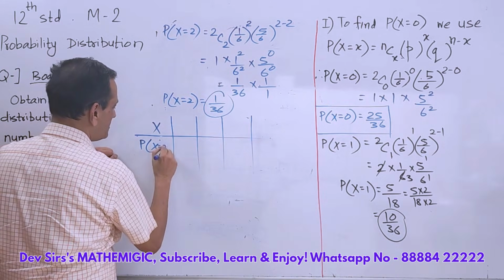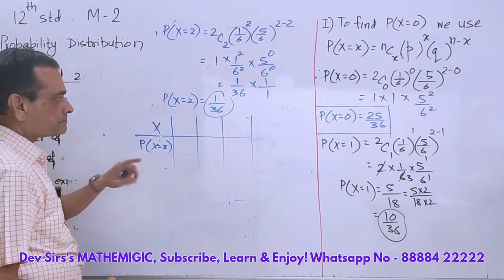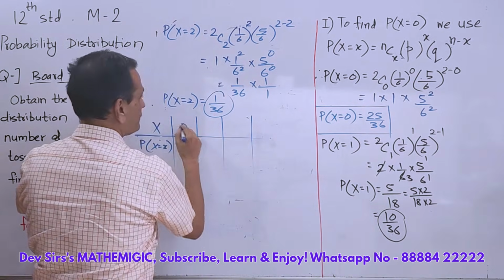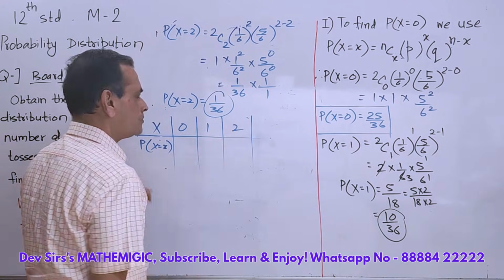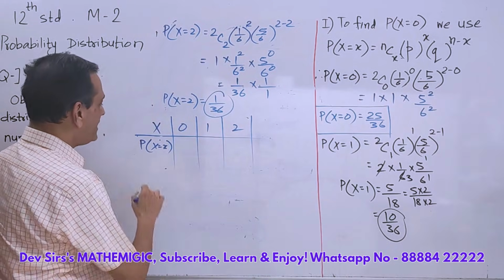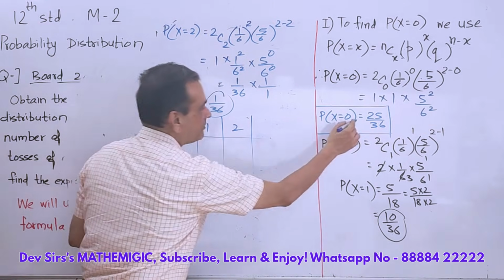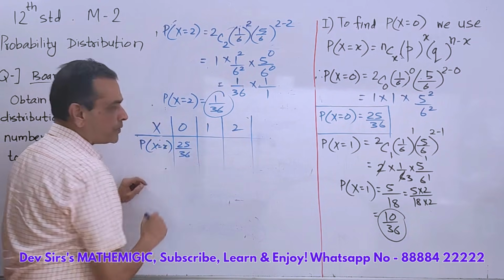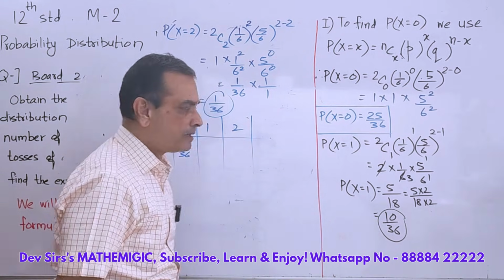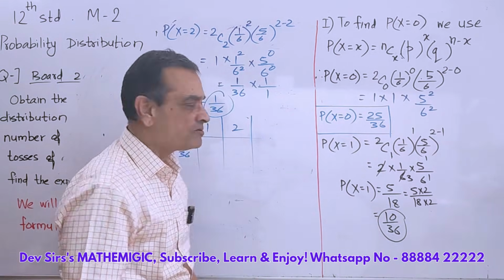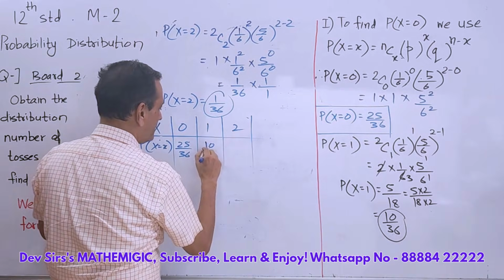You can say x equal to x. क्या क्या वैल्यूज लिया है? x is 0, x is 1, x is 2. We have got all the three answers. Probability at x equal to 0, 25 by 36. Probability at x equal to 1, either 5 by 18, but I am writing 10 by 36. You will see the reason why. Both the answers are correct.